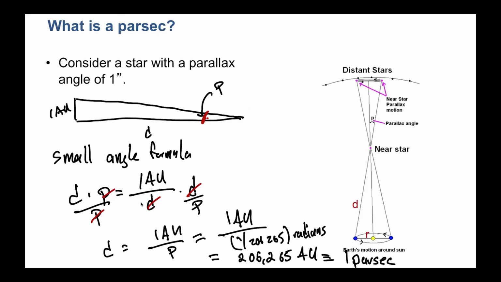A parsec is 206,265 astronomical units, which is a much more useful unit for measuring distances between stars. In fact, it's pretty similar to a light year. If you say a parsec is that, then this is about 3.26 light years. A parsec is a little bit larger, about 3 times larger than a light year. And this is where the name parsec even comes from, right? Parsec: parallax angle, arcsecond, parsec. That is the definition of a parsec.